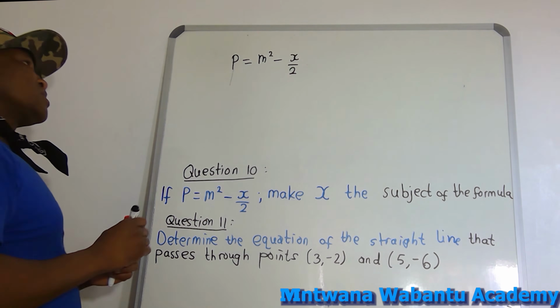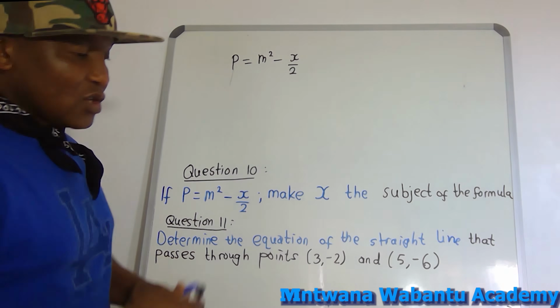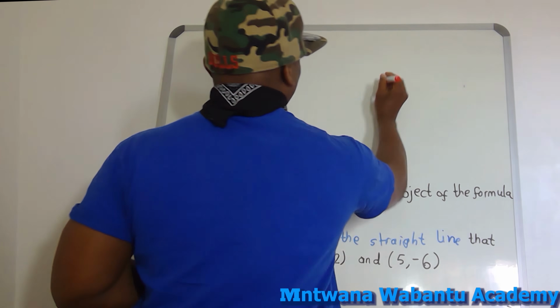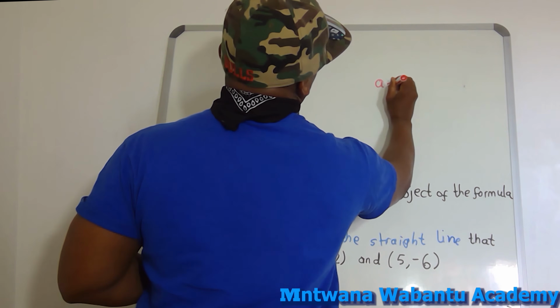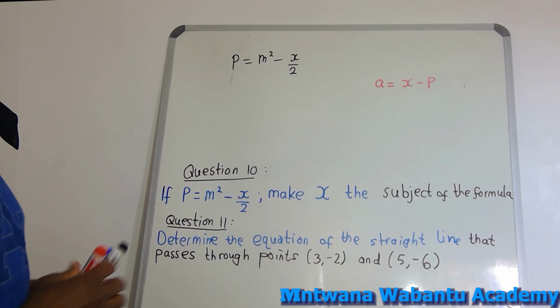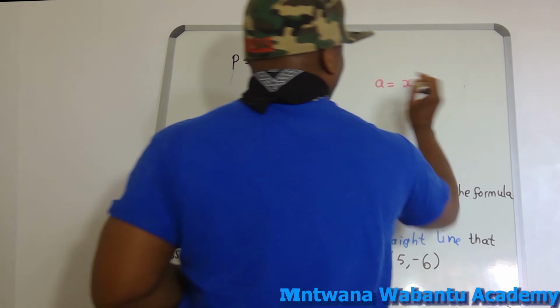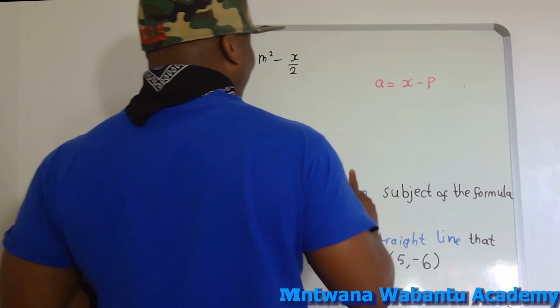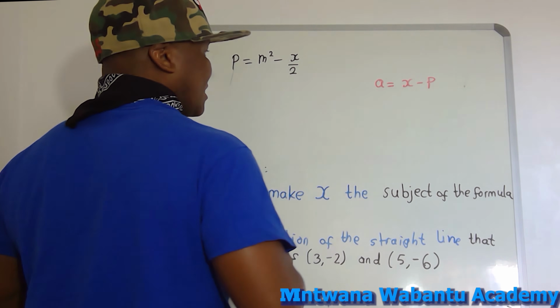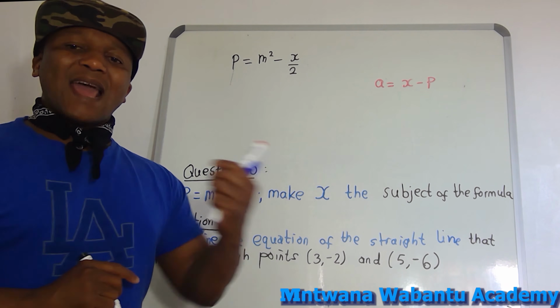First and foremost, how am I going to separate it? It has to be alone. Just like if somebody gives you, for example, a equals x minus p, and says make p the subject of the formula, it means keep it alone. Look here: whenever you take a number or letter, you must take it with its sign. And the sign of any number, letter or variable is on the left of it.